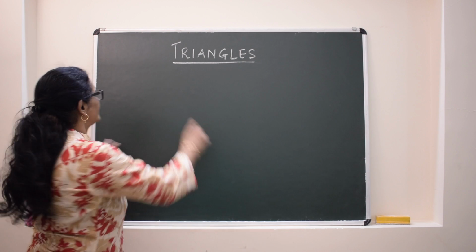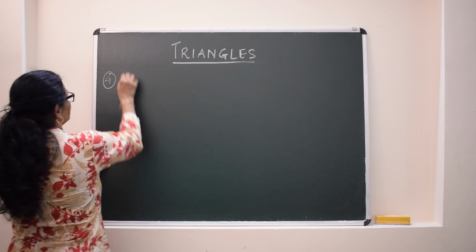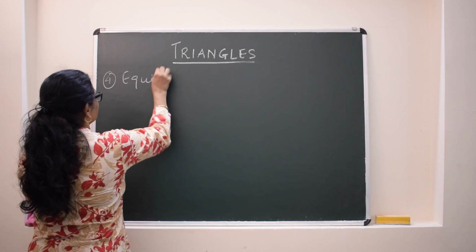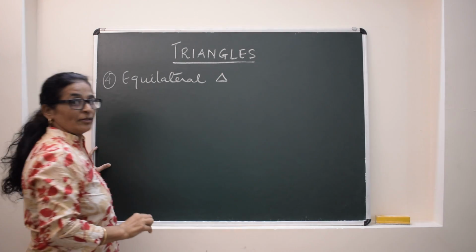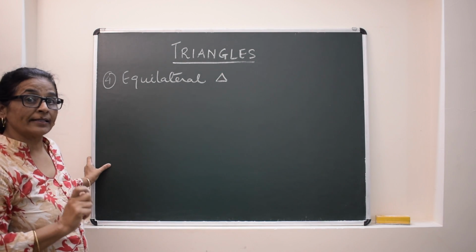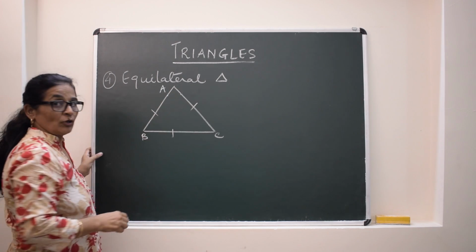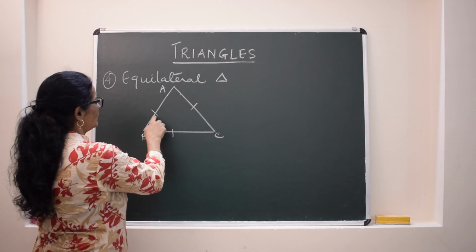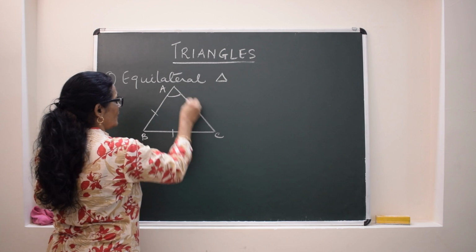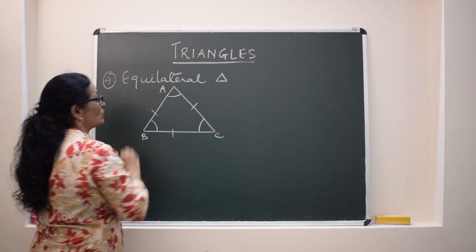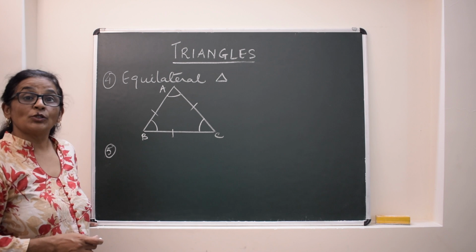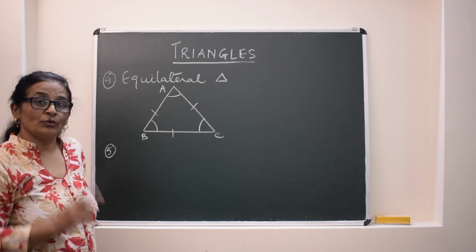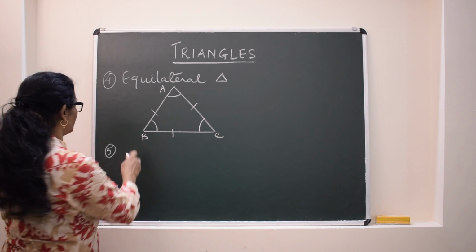Next is equilateral triangle. Equilateral triangle means a triangle whose all three sides are equal. If we observe an equilateral triangle, all three sides and all three angles are also equal. Next type is isosceles triangle, a triangle whose two sides are equal.